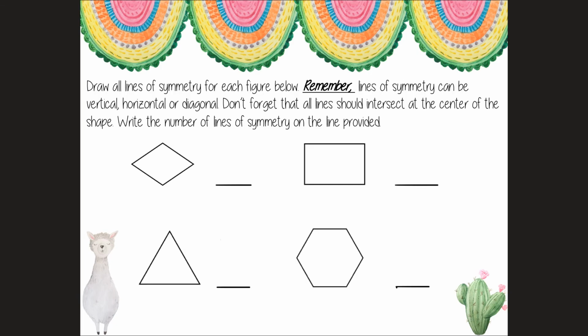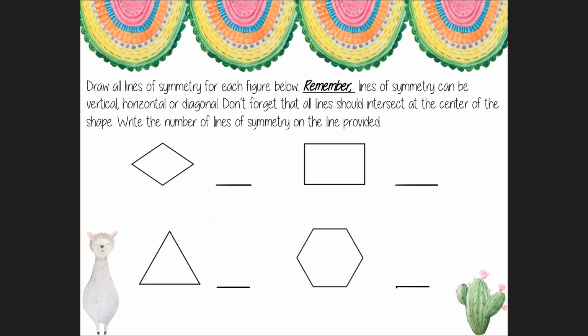Let's take a look at our directions. They say, draw all lines of symmetry for each figure below. Remember, lines of symmetry can be vertical, horizontal, or diagonal. Don't forget that all lines should intersect at the center of the shape. Write the number of lines of symmetry on the line provided.